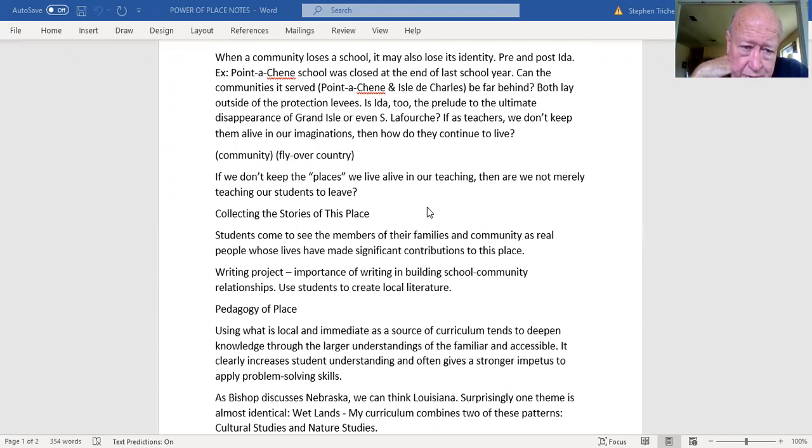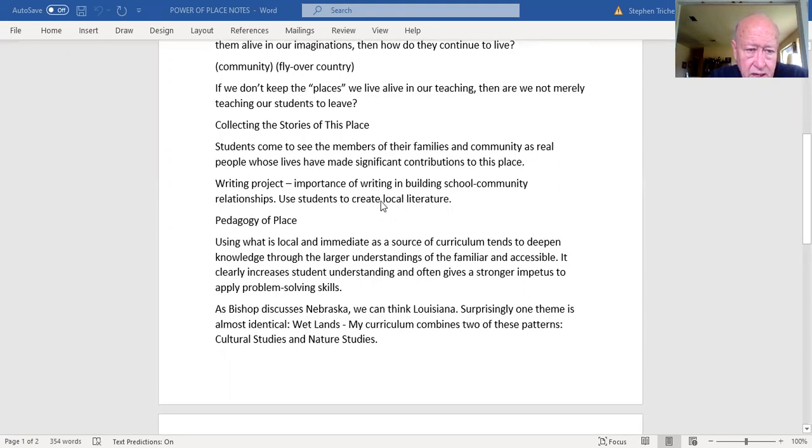By collecting these stories, students come to see members of their families and community as real people whose lives have made significant contributions to this place, to the place in which they live. Developing writing projects, important writing and building school community relationships, using students to create local literature. So that's all part of the same idea. And it clearly ties into this pedagogy of place, curriculum of place.